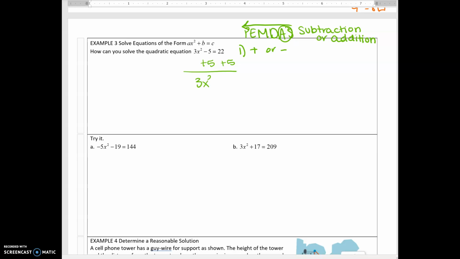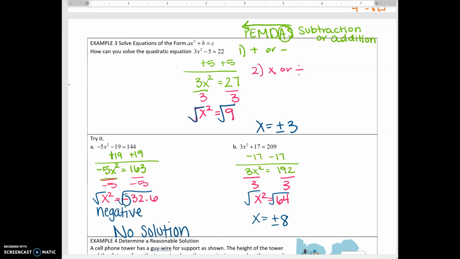So we have a -5, so we're going to add 5 to both sides. So now we're left with 3x squared equals 27. Then we're going to divide by 3. So now we have x squared equals 9. And then we go ahead and square root both sides, and we get x equals plus or minus 3. Okay, pause and try the next two.